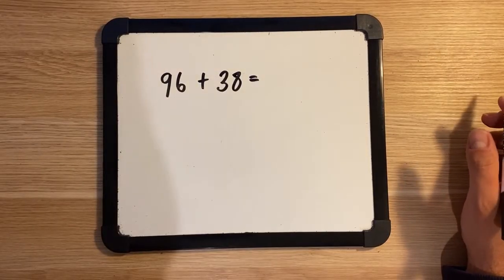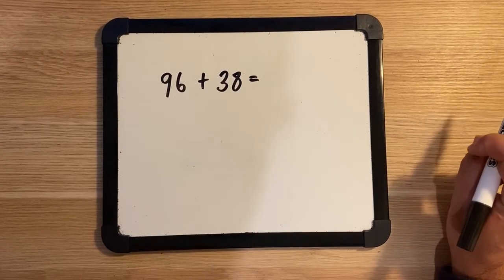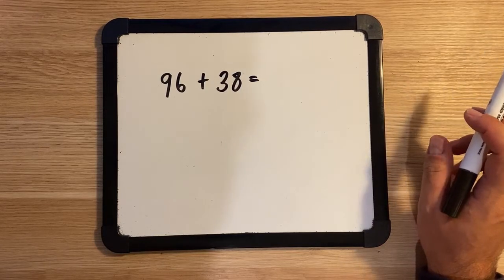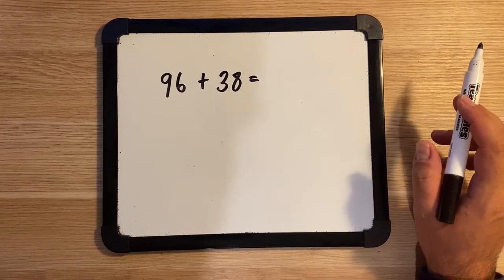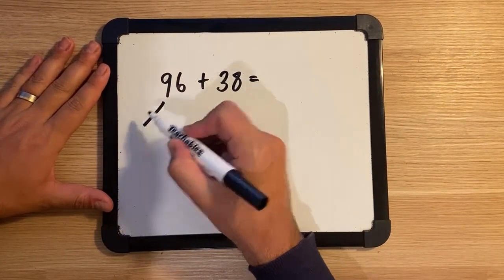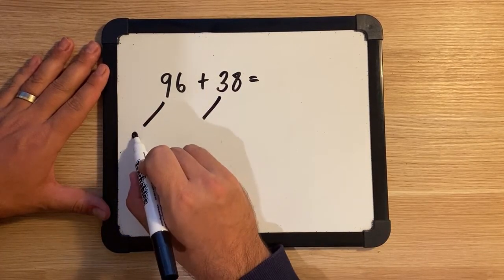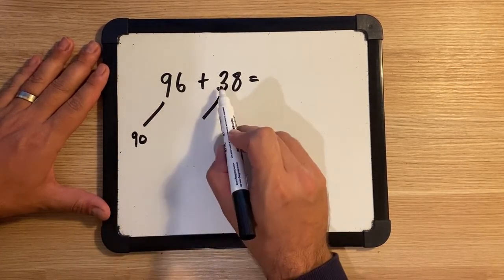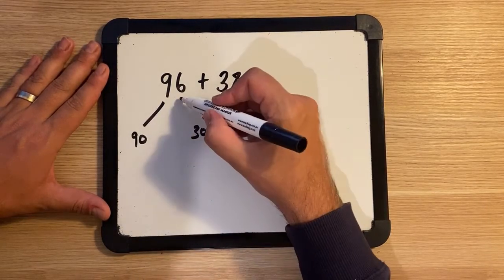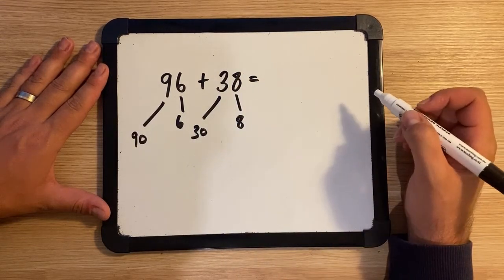Let's try one more question together. Perhaps this time you'd like to pause the video so you can give it a go yourself. If not, you can just follow along with me as I go through the split strategy. So the first thing I want to do, again, I break up my number into my 10s. This one has 9 10s, which is 90. This has 3 10s, which is 30. This has 6 1s. This has 8 1s.